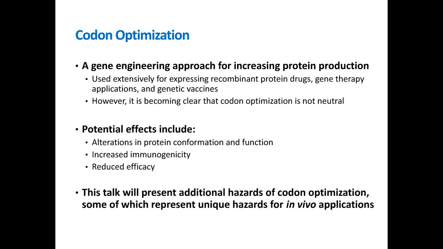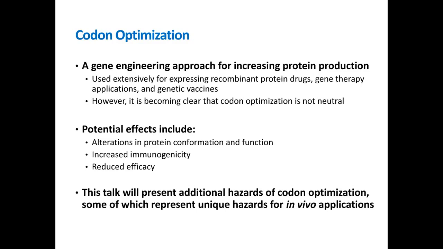So the technology I'm going to be talking about today is codon optimization. And this is a gene engineering approach that's used pretty extensively to increase protein production predominantly. It's used for recombinant protein drugs, gene therapy, DNA and RNA vaccines. And it's very broadly used, but recently it's become clear that codon optimization is not neutral and can have a number of effects on the protein that's being expressed, including affecting the conformation of the protein, its function. In some cases, you increase the immunogenicity or reduce the efficacy, so even though you're making more protein, you may be having these negative effects.